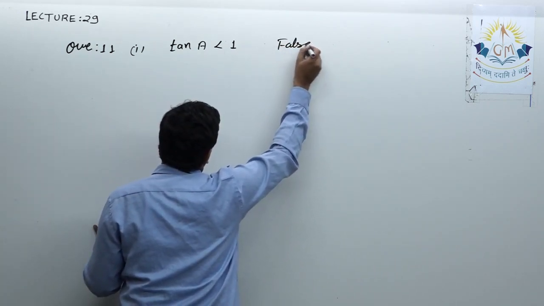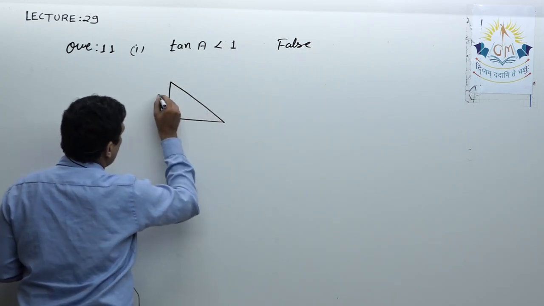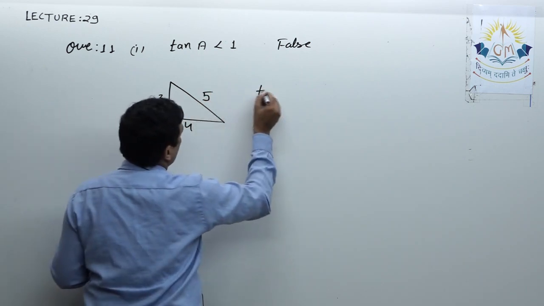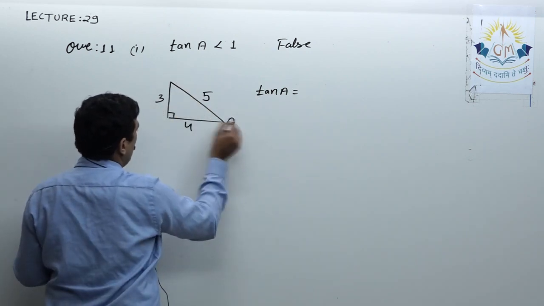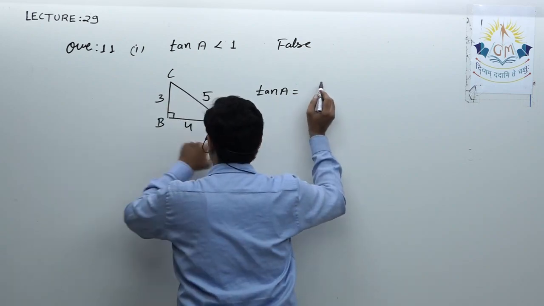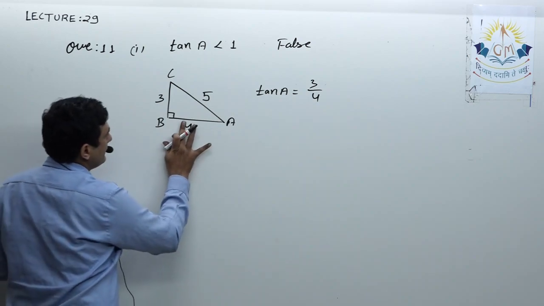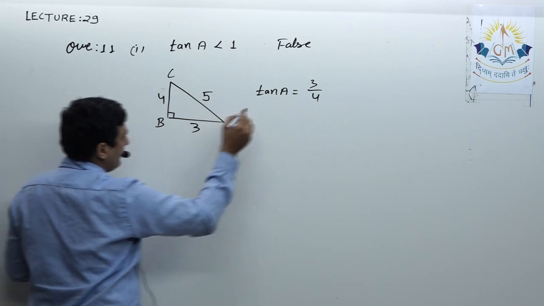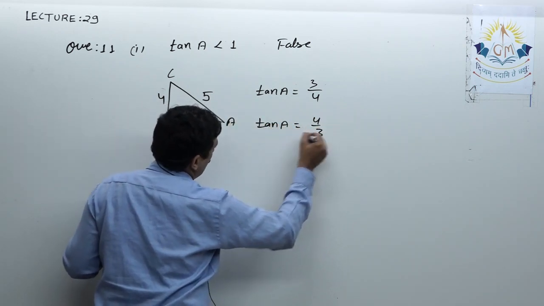Why is this false? Suppose I have a triangle in this way. This is 3, this is 4, and this is 5. It is possible. So here, what is tan A? tan A is perpendicular upon base. So here, it is 3 upon 4. Now if I interchange, I make it 3 and I make it 4, still this triangle exists, and in that case tan A will be 4 upon 3.